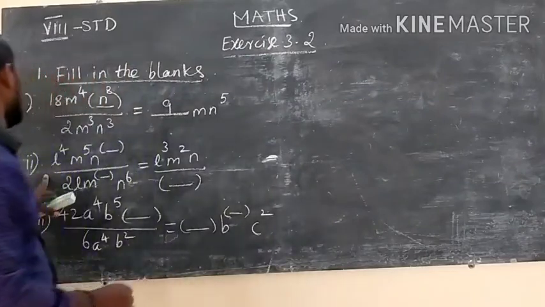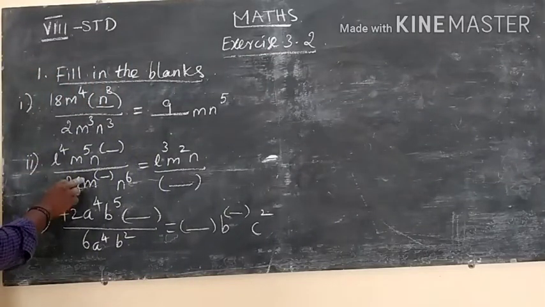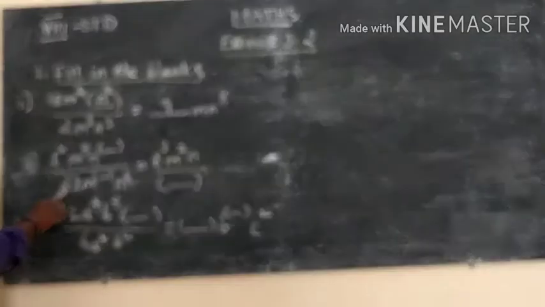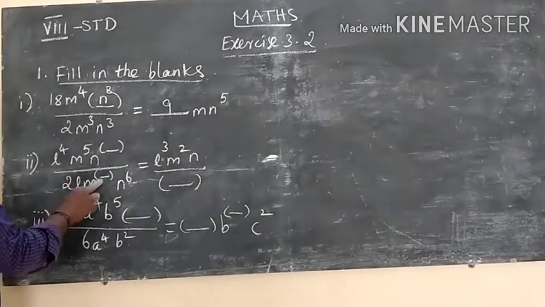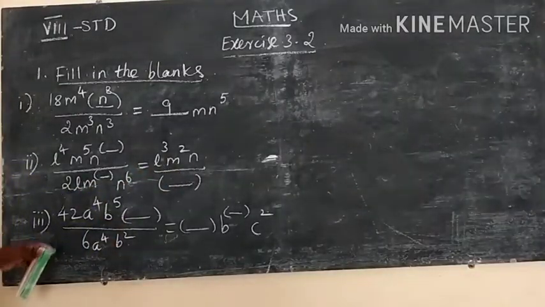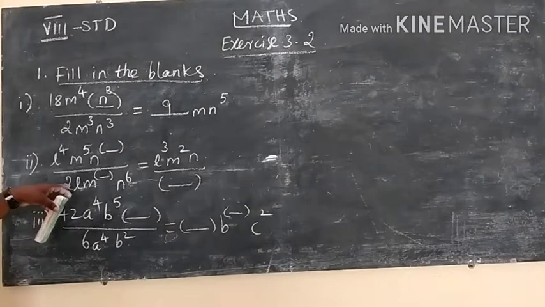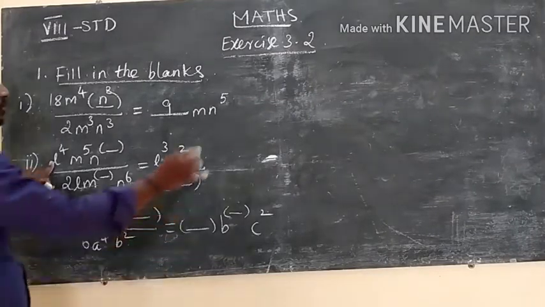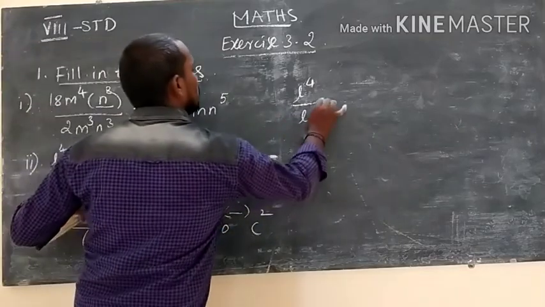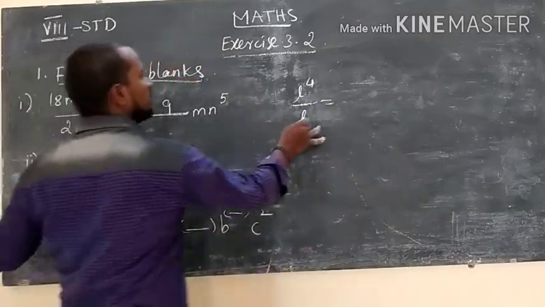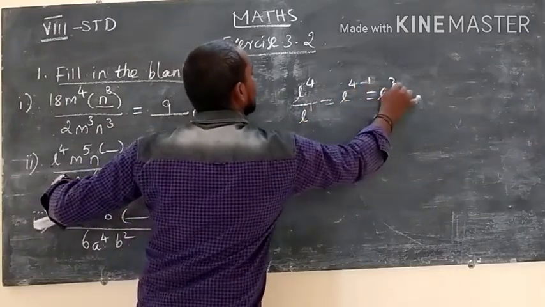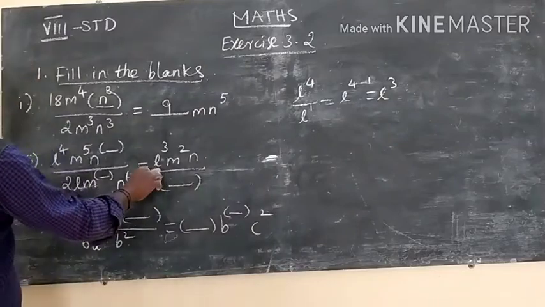Next, the second question: l power 4, m power 5, n power dash, and 2, the whole divided by 2 l m power dash n power 6. The RHS is also given. Okay, so one by one we consider. First the l value. So l power 4 divided by l. Making the transformation, this is l power 1. We get l power 4 minus 1 equal to l power 3. So l power 3 is there.